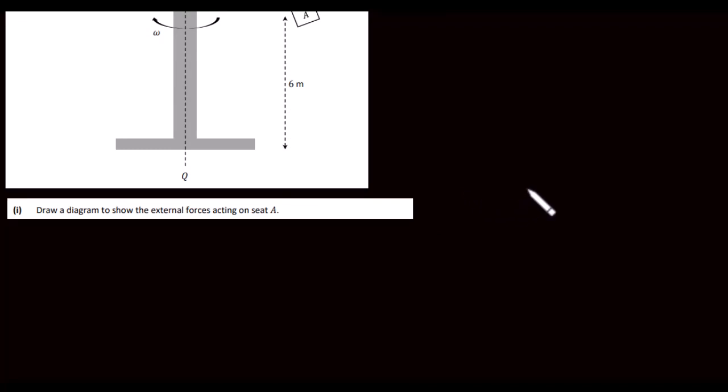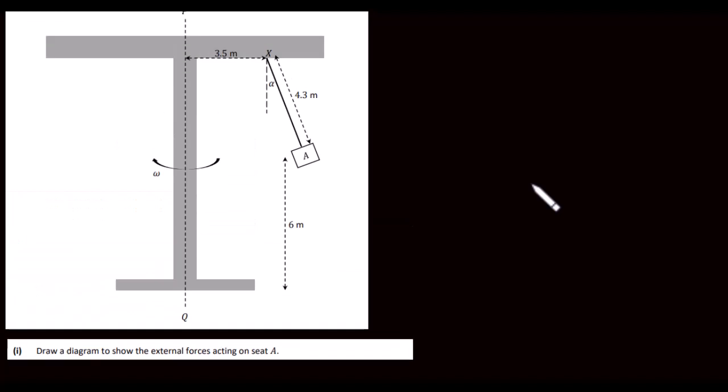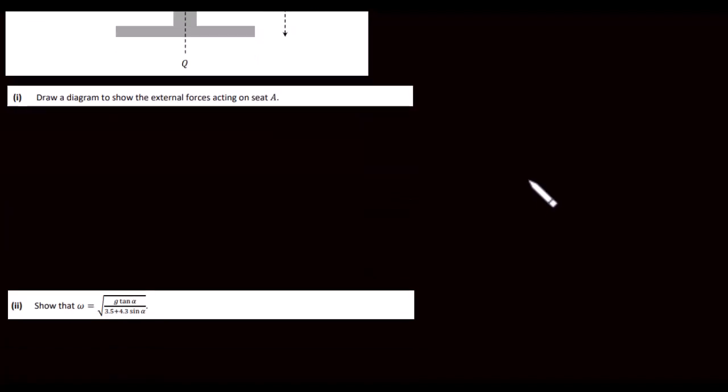Draw a diagram to show the external forces acting on seat A. Okay, so we've got to draw a diagram and put in the forces then. So first of all, we have our chain there, we have our seat A, and there's a tension in the string anyway, or a tension in the chain in this case. The seat itself has a certain weight, and that's going to be force downwards, mg.